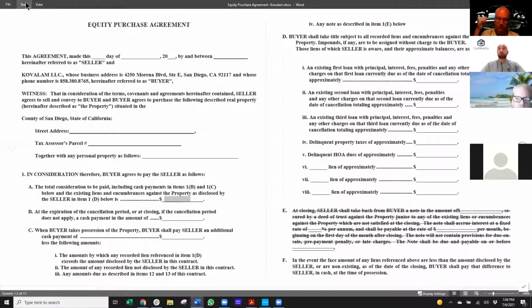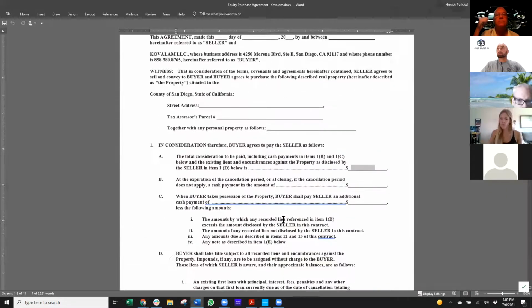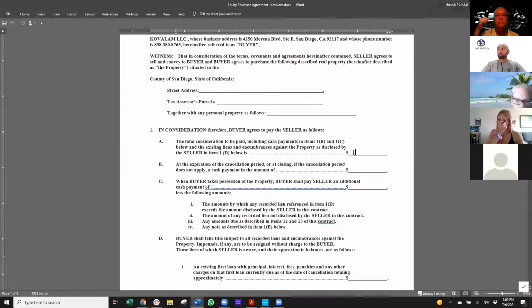I'll type some numbers in here. Let's see if I can do edit document. Make this a little bigger. Okay, so we'll plug some numbers in just so you guys can get a feel for it.